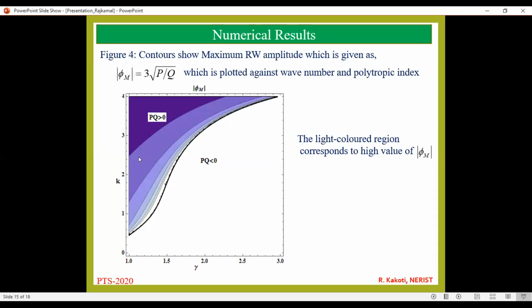Okay, now if we move from here in this direction, from left to right, then the amplitude of rogue waves increases, which represents that with increase of adiabaticity, the nonlinearity increases, which makes the wave amplitude taller.